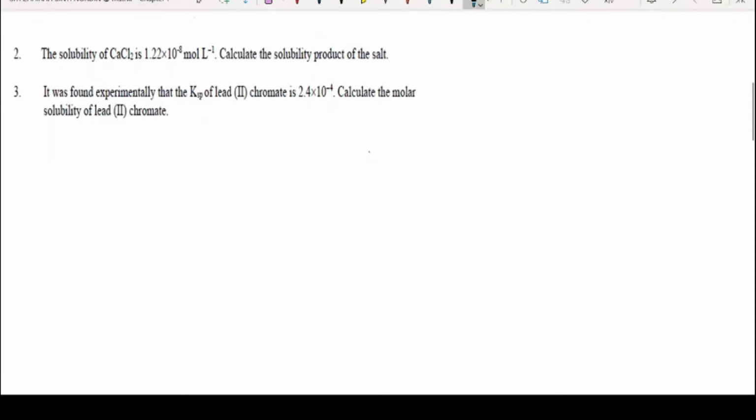Second question, the solubility of CaCl2 is 1.22 times 10 to the power of minus 8. So look at the unit. This is mole per liter. So obviously this is your unit for molarity. The question asks you to calculate the solubility product of the salt, which is your KSP. So before you write down your expression, you need to write the complete equation for the dissociation of the solid salt.